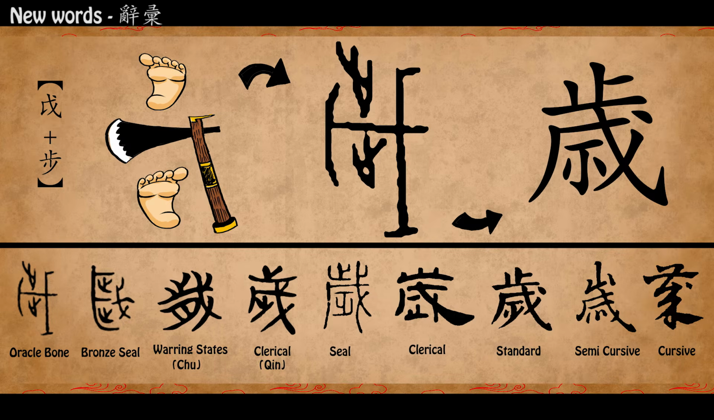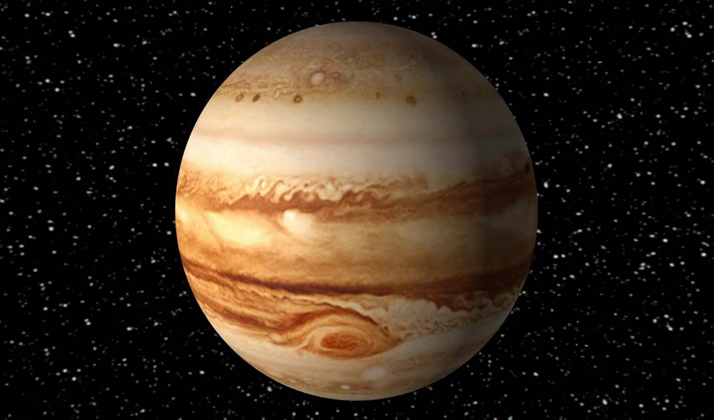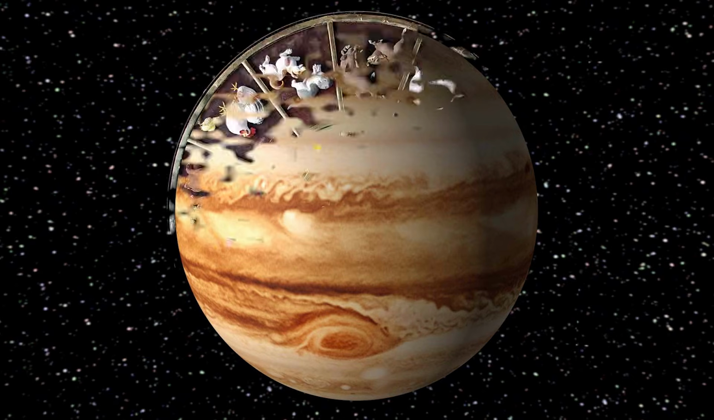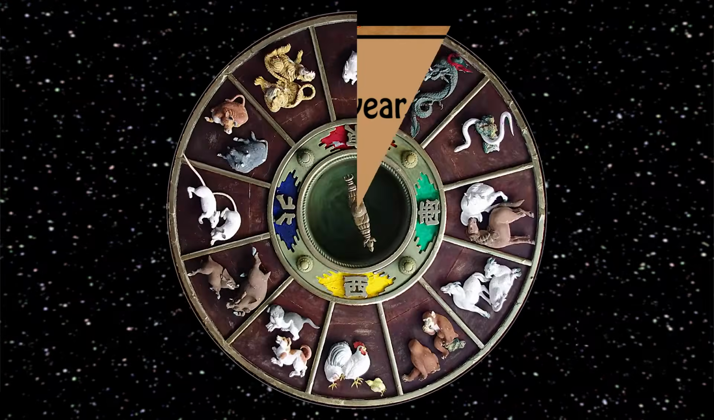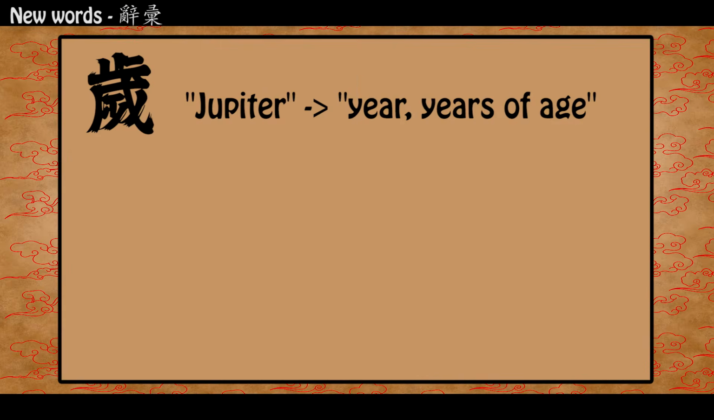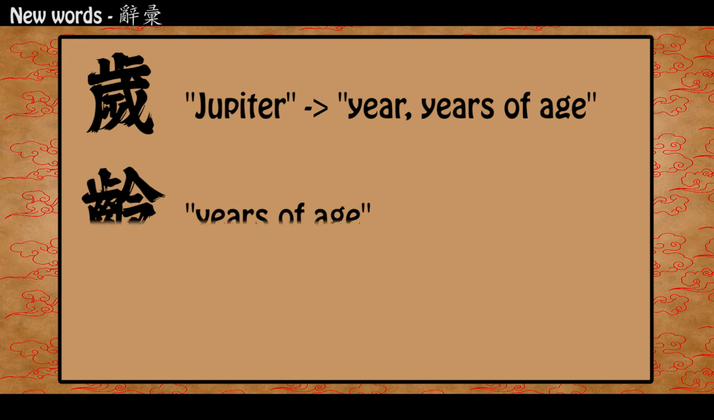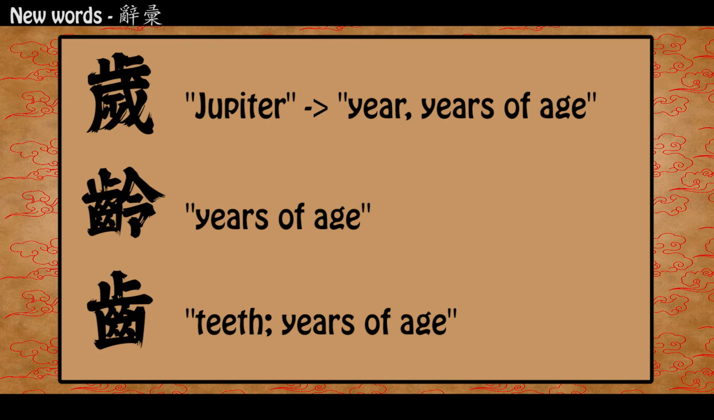Sui, year, age. From yue, a war axe giving the reading, and bu, to walk, to wander. The root meaning of sui is the wandering star Jupiter. Jupiter goes around the sun every 11.86 Earth years, or 12 years rounded up, so it's a great way to keep track of the years, and likely where the 12 earthly branches came from. Sui went from being the year star to meaning year as a whole, as well as years of age. Note that while sui, ling, and chi can all mean years of age or years old, only sui can also mean year, that is, a period of 365 days.